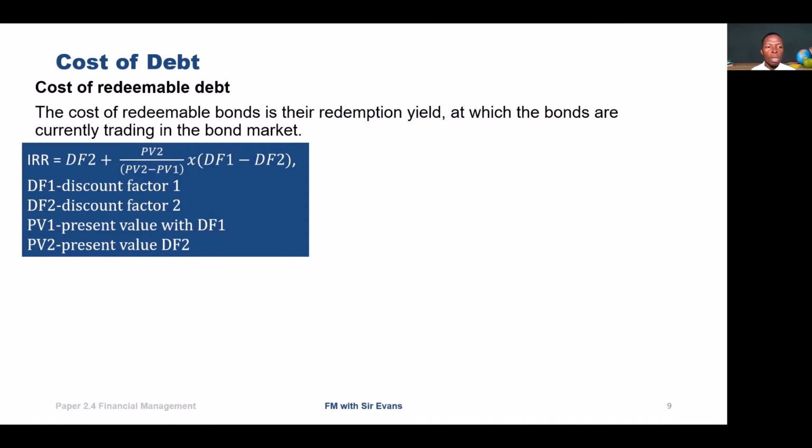Then we input both the discount factors and their present values into the formula: DF1 plus PV1 over PV1 minus PV2 multiplied by DF2 minus DF1, where DF2 is the discount factor 2, and PV2 is the present value using discount factor 2. DF1 is the discount factor 1, and PV1 is the present value with discount factor 1.